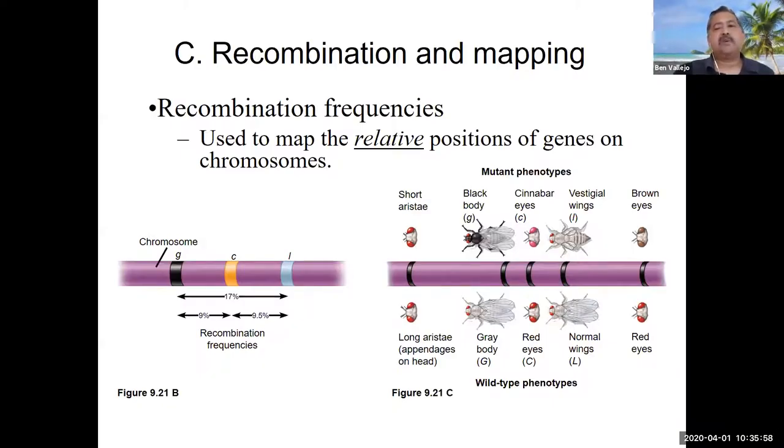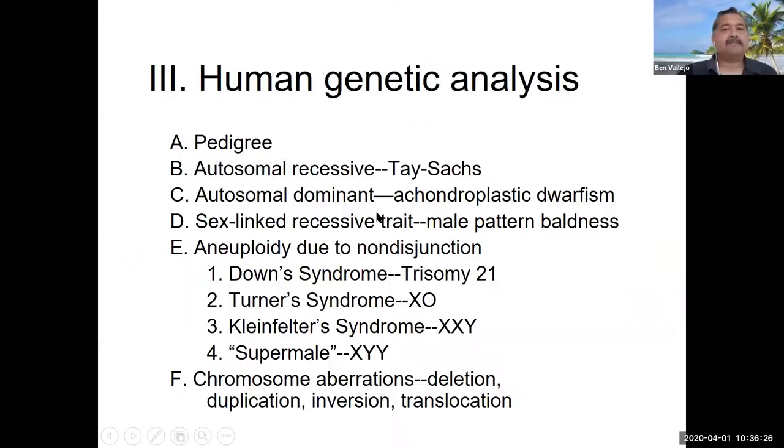But if two genes are close together, like G and C here, it's going to be fewer crossing over events. Similarly, C and L are going to have fewer crossing over events, but between G and L, you might have twice as many. And so that's how we know that C is between G and L. So this certainly could be instead LCG because they're relative to each other. And so when we figure that out, that's how we do that.